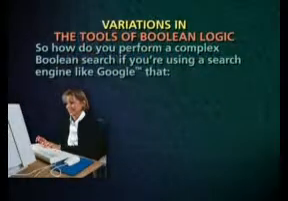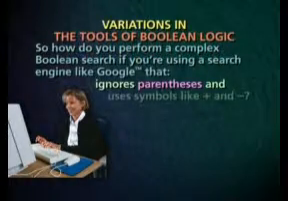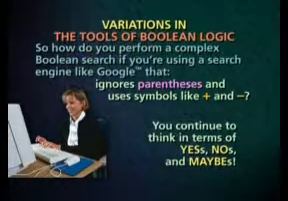So how do you perform a complex Boolean search if you're using a search engine like Google that ignores parentheses and uses symbols like plus signs and minus signs? Don't worry, it's pretty simple. You continue to think in terms of yeses, nos, and maybes.